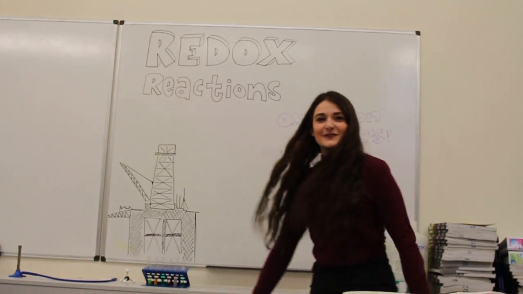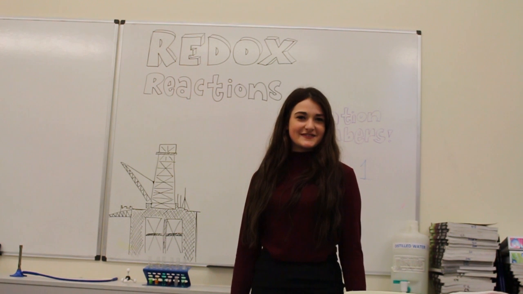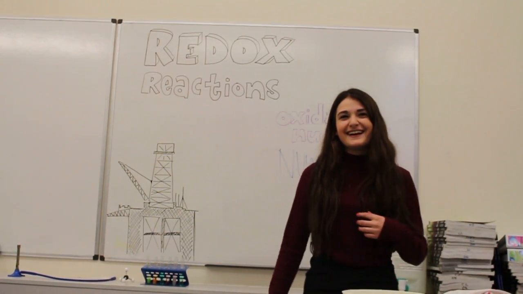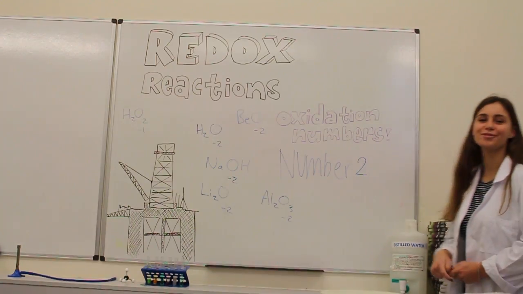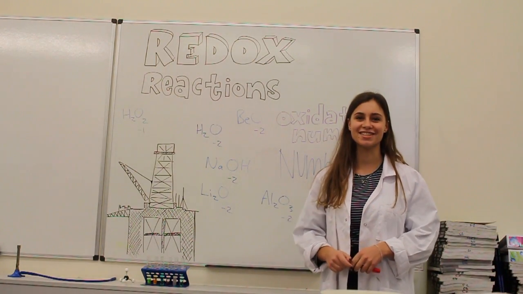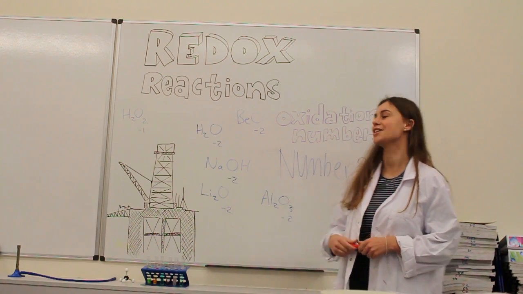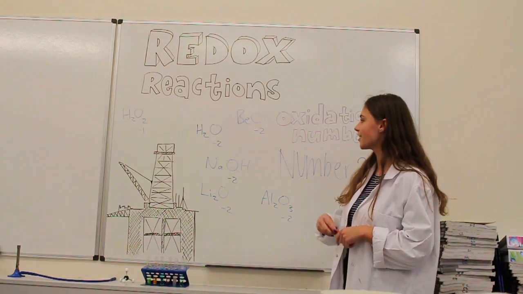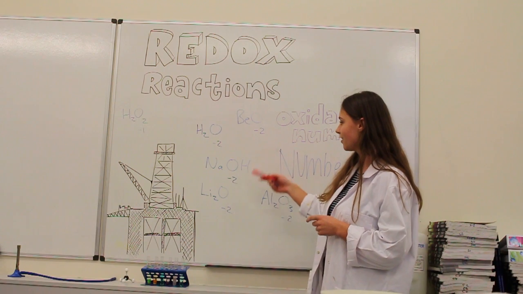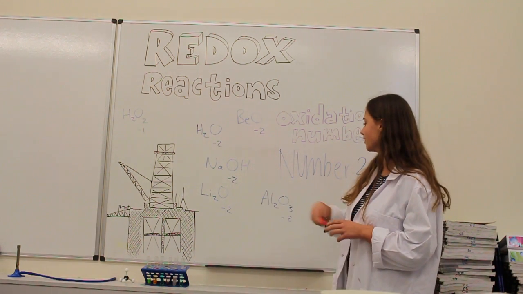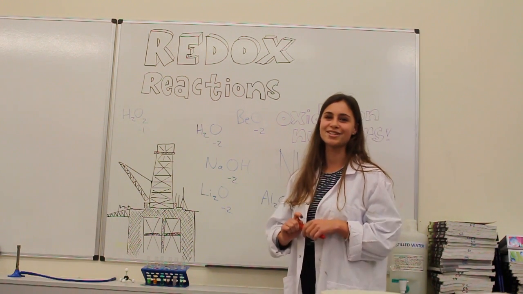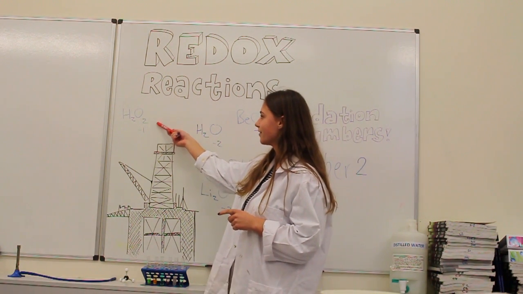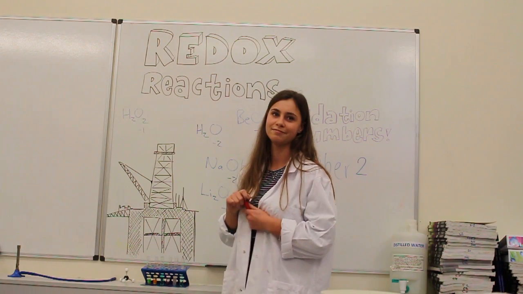The first rule is that all elements have an oxidation number of 0. For example, magnesium 0, lithium 0. Rule number 2 is that when oxygen is in a compound, usually it has an oxidation number of -2. For example, water, -2, sodium hydroxide, -2, and aluminium oxide, -2. However, in a peroxide, the oxidation number is -1. For example, hydrogen peroxide.